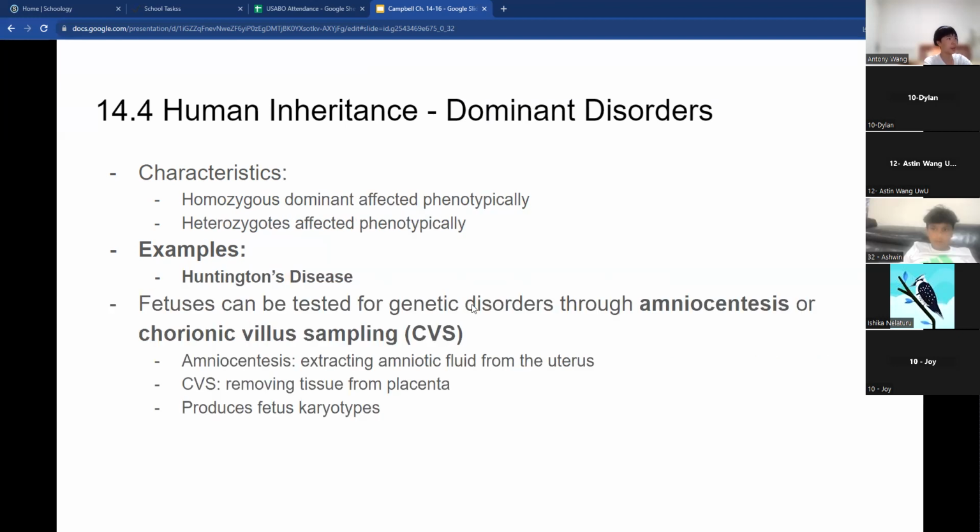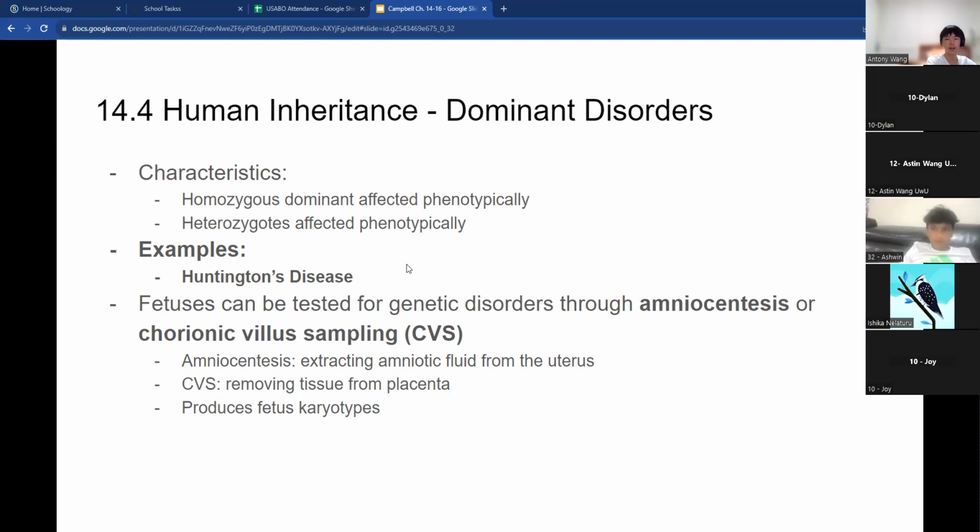Here are some human dominant disorders. Anyone with a dominant gene will be affected because of the nature of a dominant allele. These are generally less common because they can't hide in a carrier. If it's affected, then there will be negative effects. One example that you should know is Huntington's disease. It's a neurodegenerative disorder. You lose control of your muscles. The prognosis is around 40 years of age.